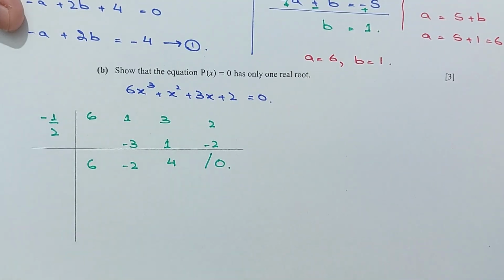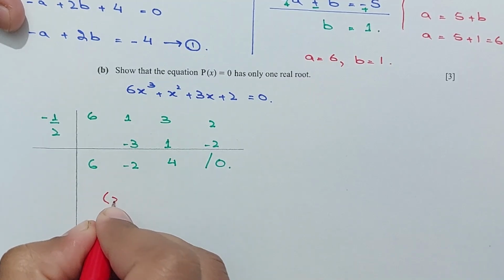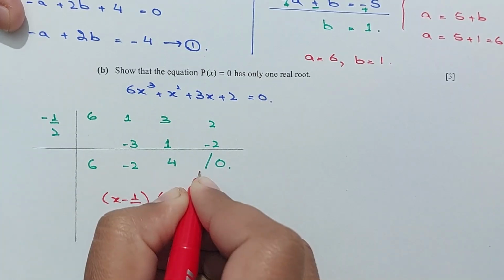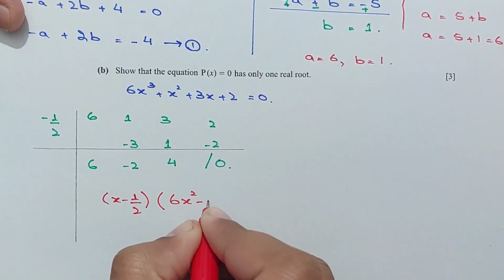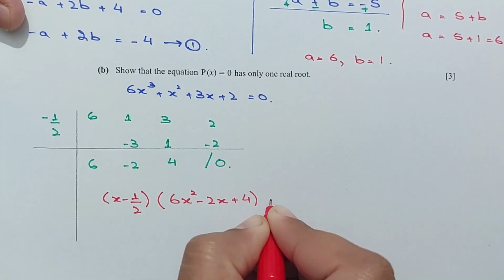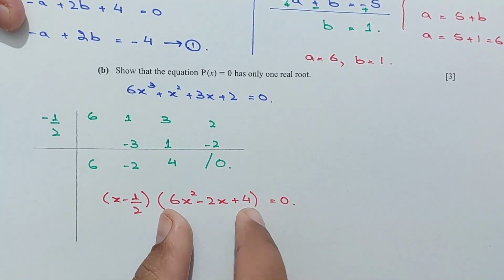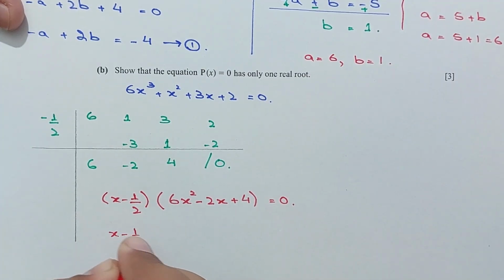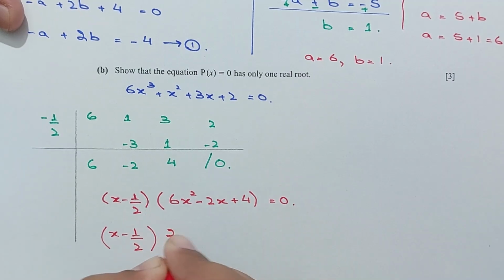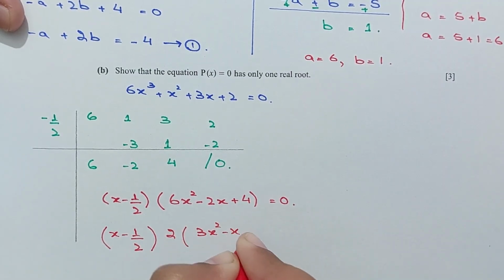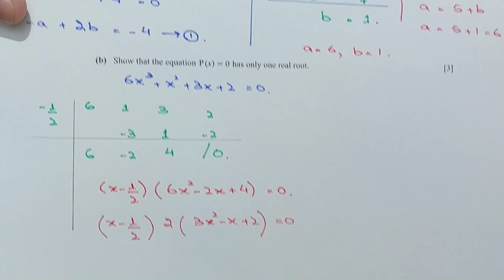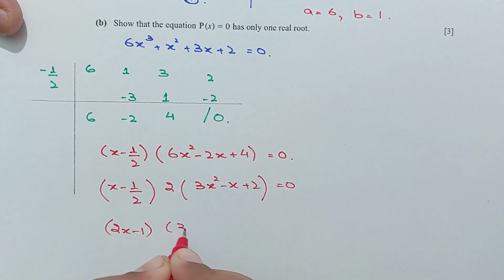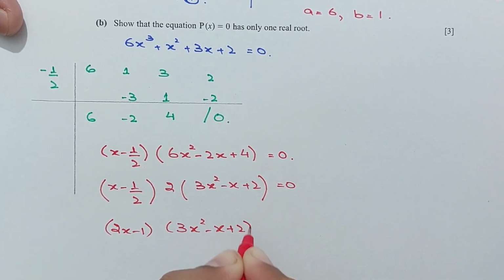Now we have the polynomial, where x minus 1/2 is the factor, and the rest of the terms are 6x square, which is a quadratic, minus 2x, and 4 is the constant term. This should be equal to 0. Now let me find the factors. First let me simplify this. So x minus 1/2 times, taking 2 common, 3x square minus x plus 2, equals 0. Now multiplying the 2 in, this should be 2x minus 1 and 3x square minus x plus 2 equals 0.